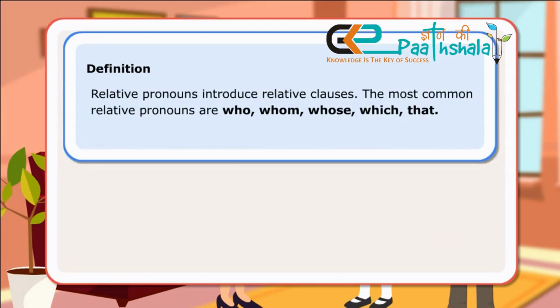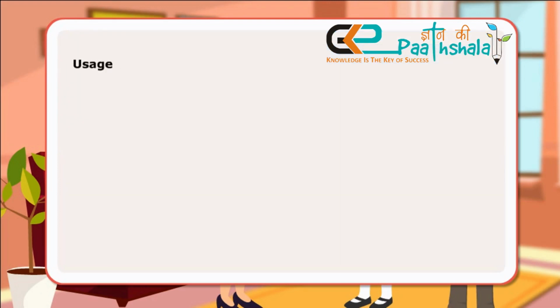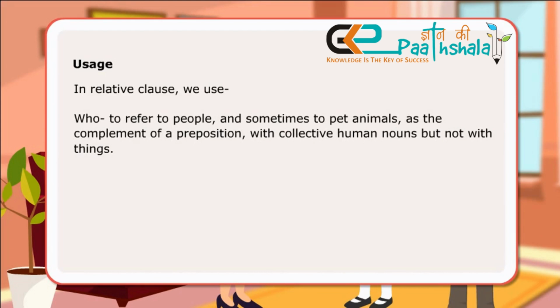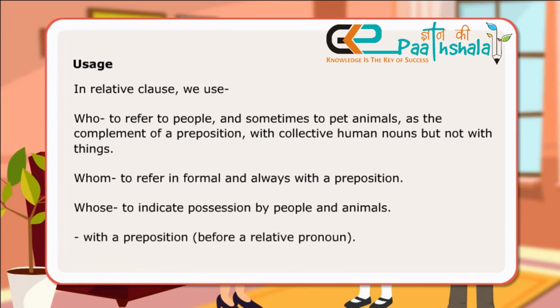Definition. Relative pronouns introduce relative clauses. The most common relative pronouns are who, whom, whose, which, that. Usage. In relative clauses, we use who to refer to people and sometimes to pet animals, as the complement of a preposition, with collective human nouns but not with things. Whom to refer formally, and always with a preposition. Whose, to indicate possession by people and animals, with a preposition before a relative pronoun.